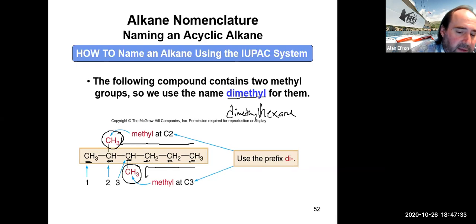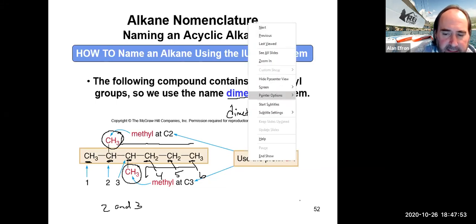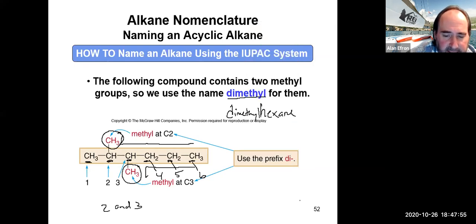And now we need to give locations. So if we go about numbering left to right, this is carbon 1, 2, 3. This would be carbon 4, carbon 5, and carbon 6. So we would have groups at carbons 2 and 3 going left to right. If we numbered right to left, which is your other option in this case, this would be carbon 1, carbon 2, carbon 3, carbon 4, carbon 5, and carbon 6. Going sort of the purple direction, we would have groups at carbons 4 and 5.